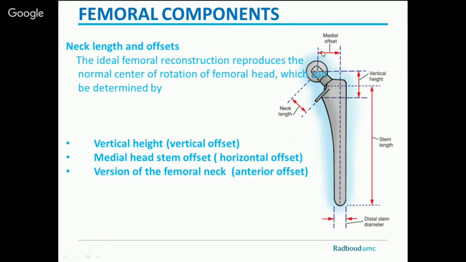And this is important if the surgeon wants to reconstruct the anatomy. He will measure on the X-ray how much this should be, and then he will select the size of the implant. The same with the vertical height. So this is the resection level, and this is the shoulder of the implant. This is the shoulder, and it will rest on the bone.